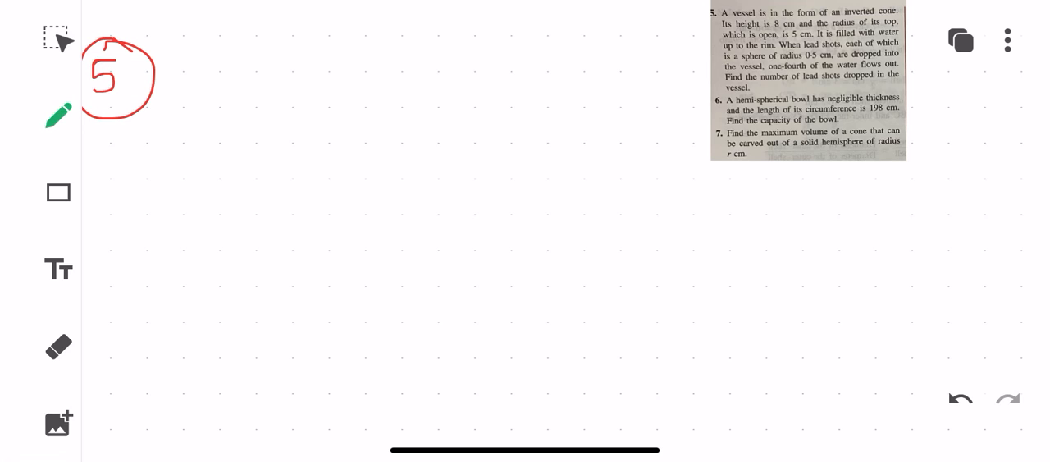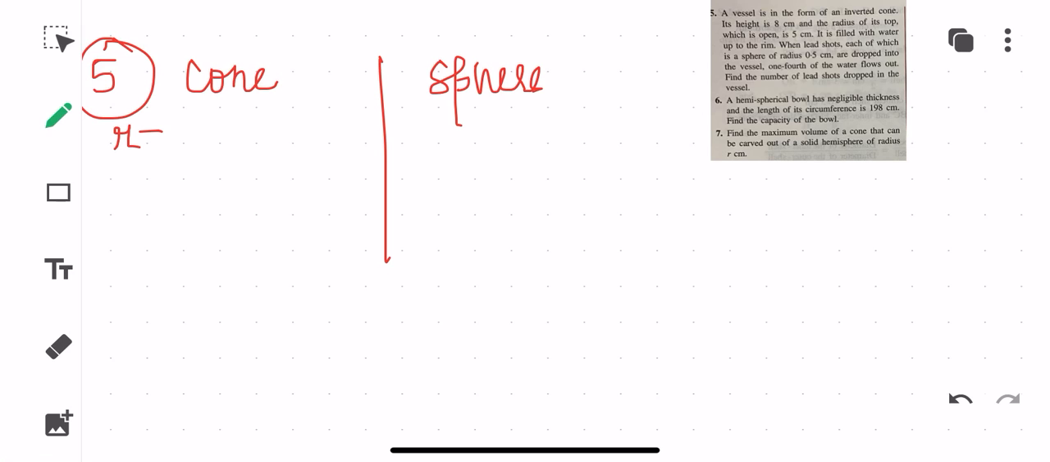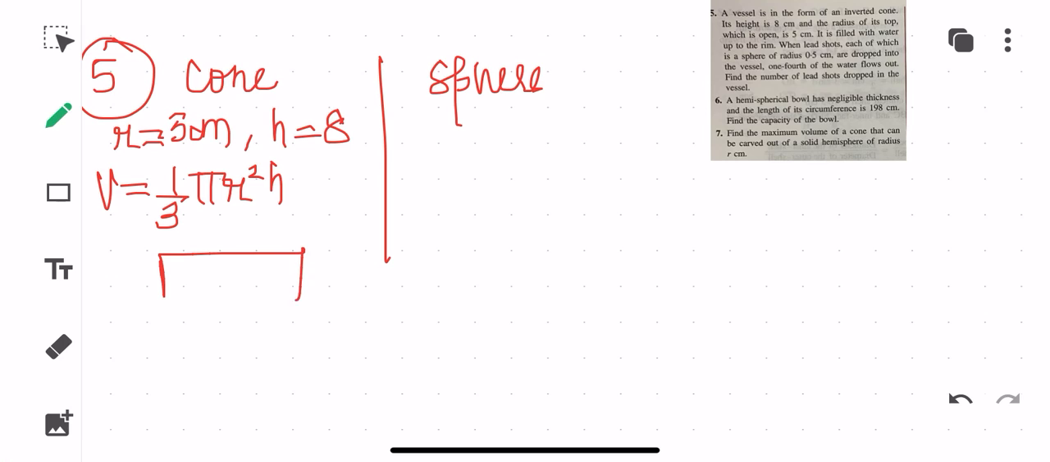So what you will be writing down first, I'm just writing down the hint, children. Here I'll be writing down for cone, and then here I'll be finding for sphere. Okay, so for cone first you will be calculating what, children? The radius has been given as 5 centimeter and the height has been given as 8 centimeter. So the volume will be equal to 1/3 pi r square h. So you will be calculating the volume, and then they are saying 1/4 of the water is coming out.